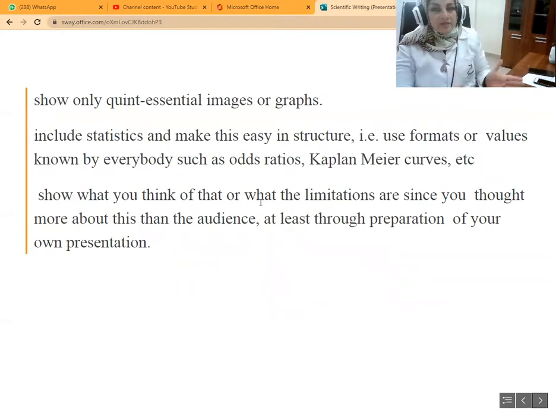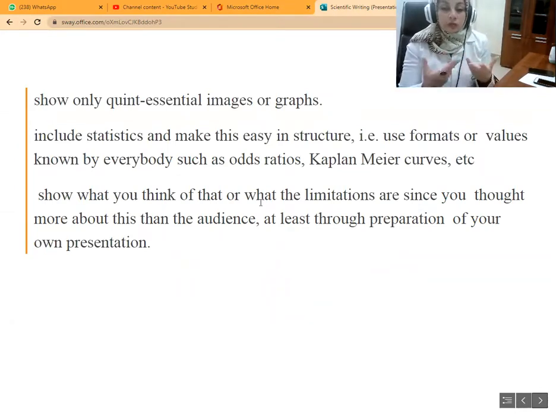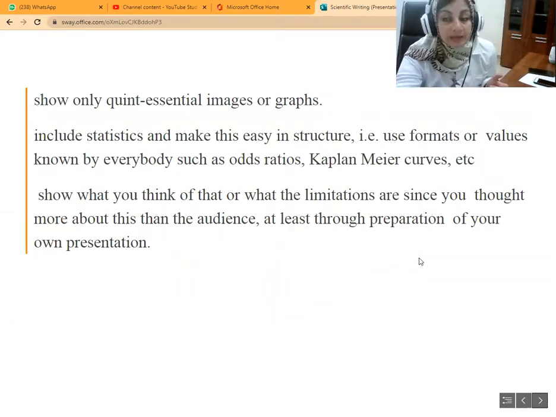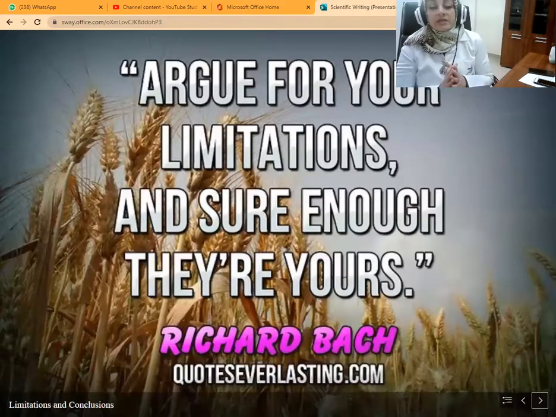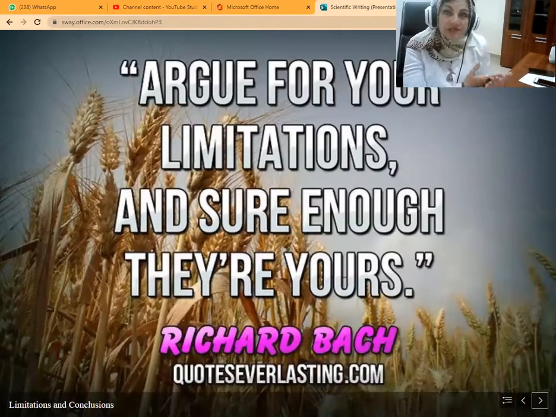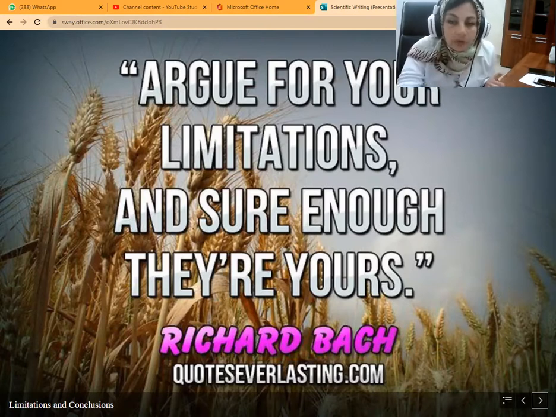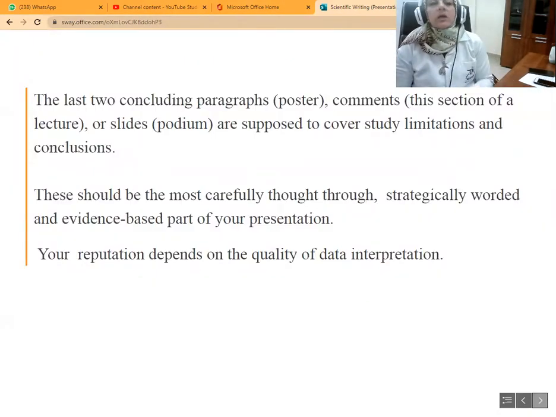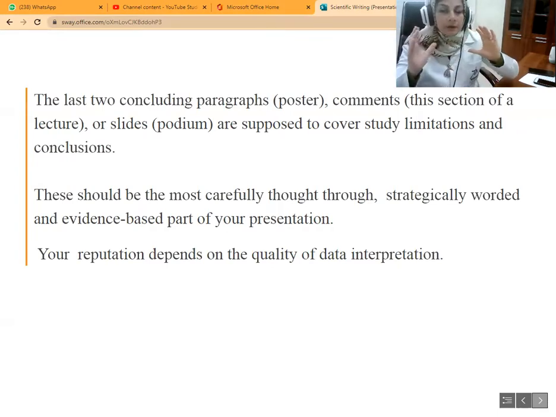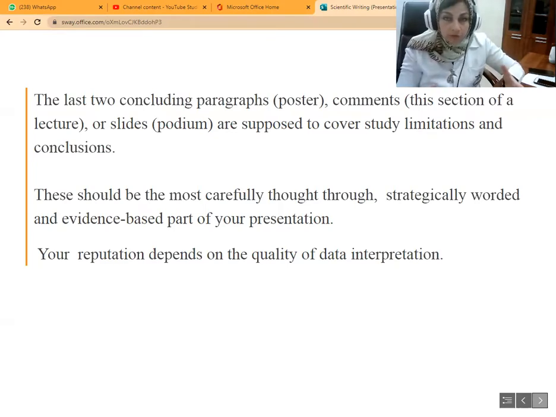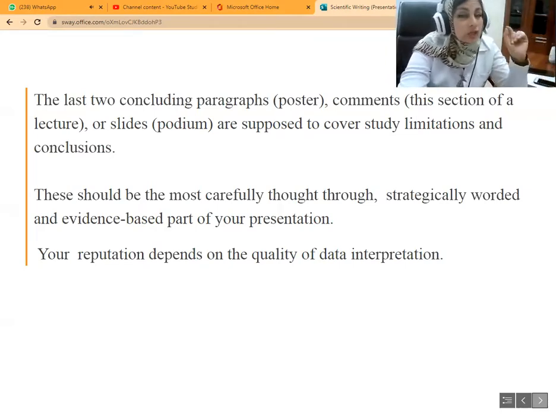It's important to end this with the limitations of your study. You say the limitations, don't wait till people ask you about the limitations. And this is why we want to end with the limitations and with the conclusion. Both of them are really important. The last two paragraphs of your poster and the last words you're saying at the podium, that part of your presentation should include the limitations and the conclusion.